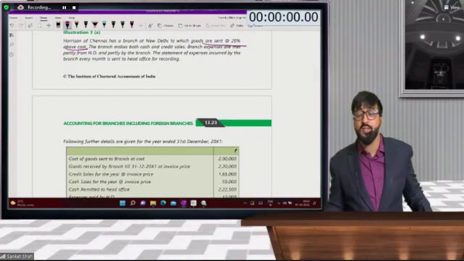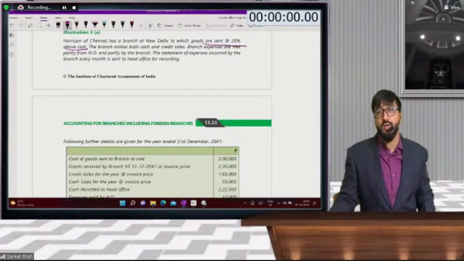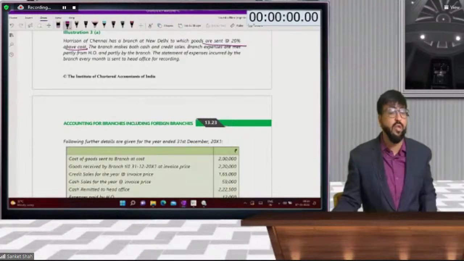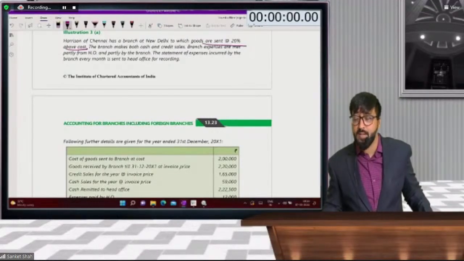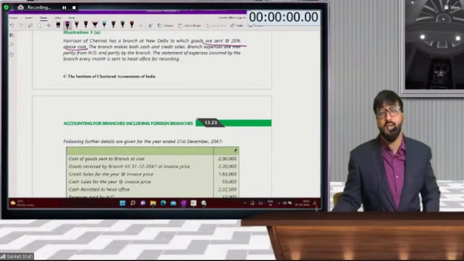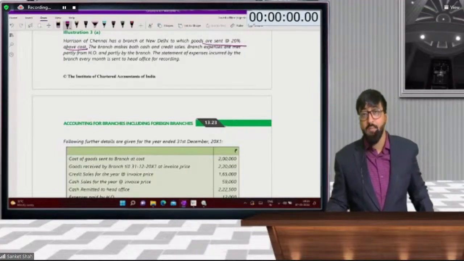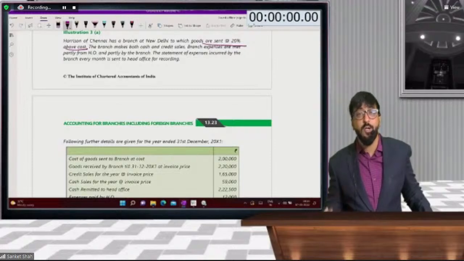Then bonus to equity shareholders account debit to equity share capital. So your entries will be CRR account debit, security premium account debit, general reserve account debit, P&L account debit to bonus to equity shareholders, and bonus to equity shareholders account debit to equity share capital.